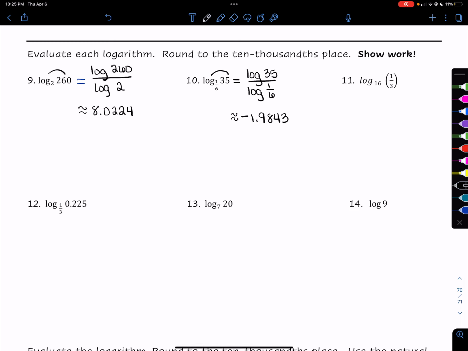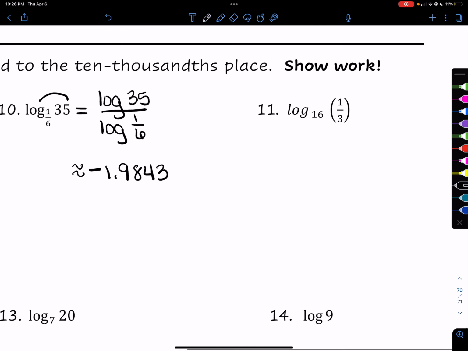Okay. All right, on number 11, 16 to what power could give me 1/3? Or even if you're thinking about it in the reverse order, 3 to what power could give me 16? But there you wouldn't be able to find one looking on your pink paper. So we're going to go ahead and use change of base. So we've got log of the argument, so log of 1/3, divided by log of 16.